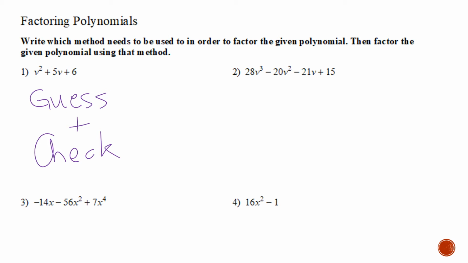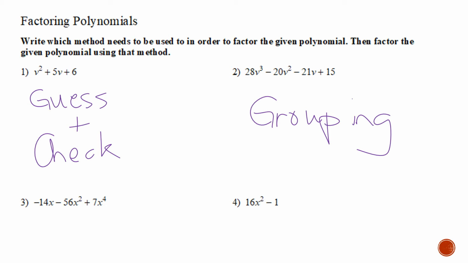Okay, moving on to number 2. They do not all have v's. Let's see, looking at 28, 20, 21, and 15. Again, if I look at the smallest number, that kind of helps me get there a little bit faster. So for 15, 1 and 15, and 3 and 5. 3 does go into 21, but it doesn't go into the others. 5 goes into 20, but it doesn't go into the others. So there are 4 terms here, and so I want to use grouping. It did not have a GCF.